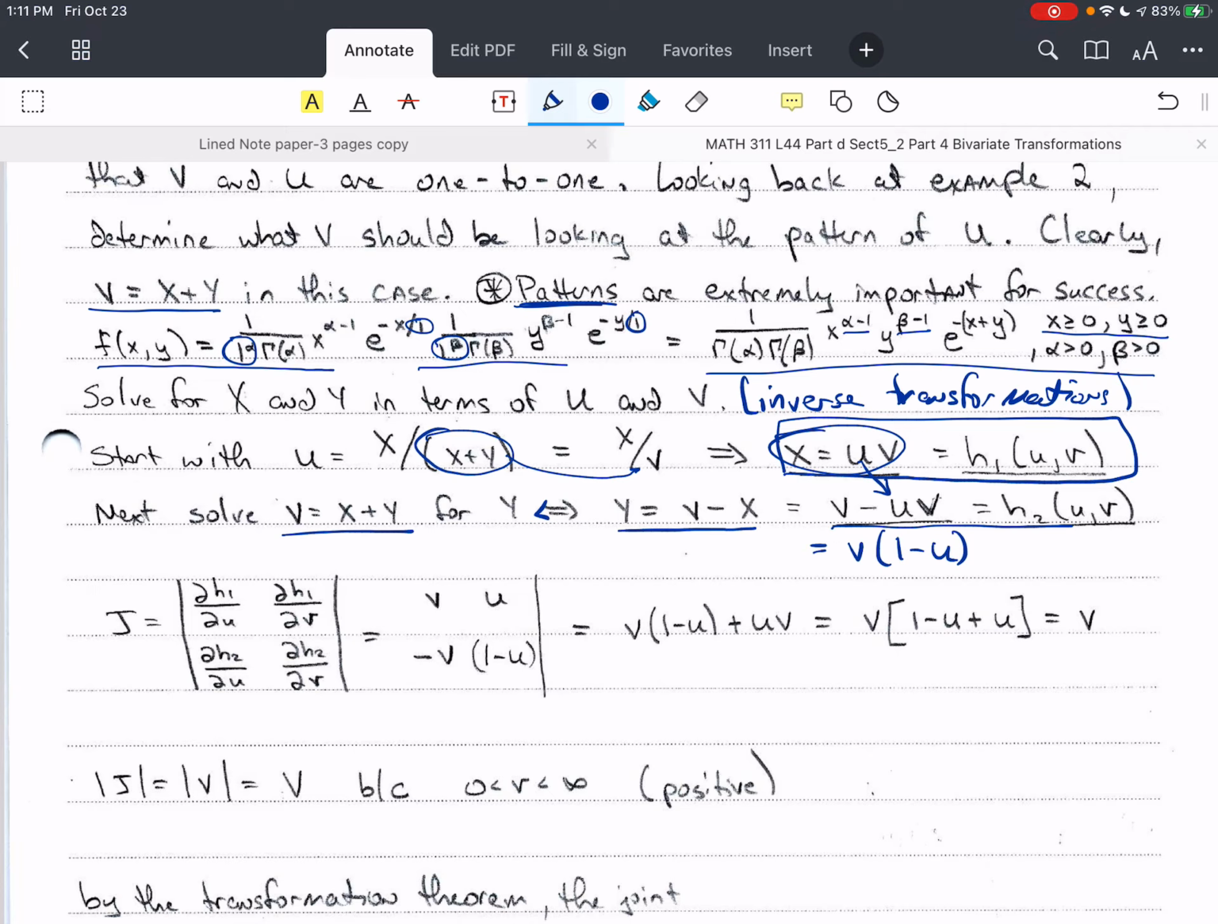So now that I have those inverse transformations, I can calculate the Jacobian, which is the determinant.